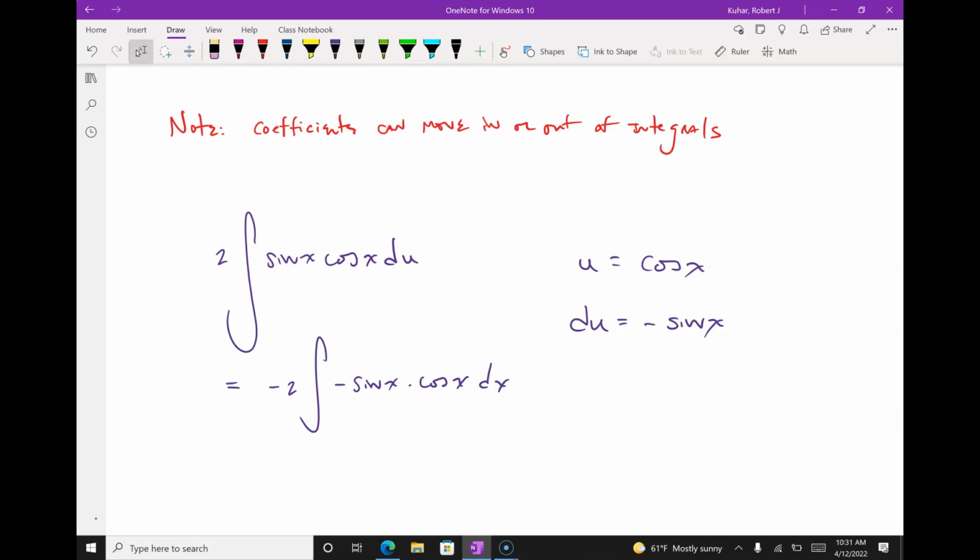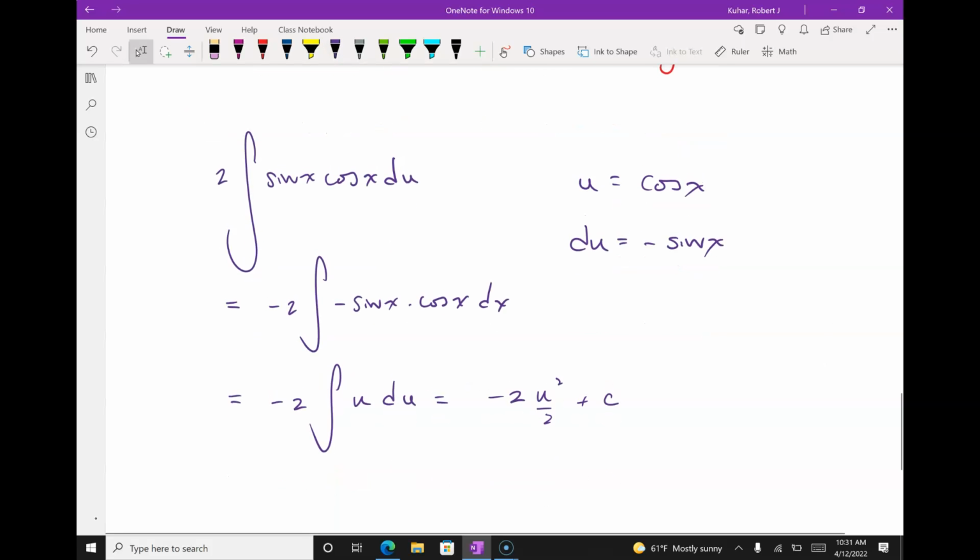So now, what's my substitution become? The cos of x is now u. What's negative sine x dx? du. So I have negative 2 times u squared over 2 plus c. But my u is cosine, so I get negative cos squared of x plus c.